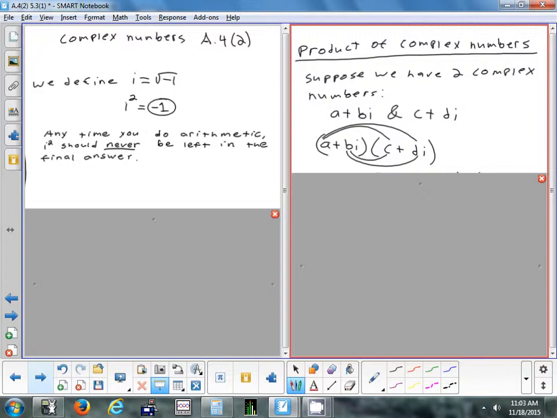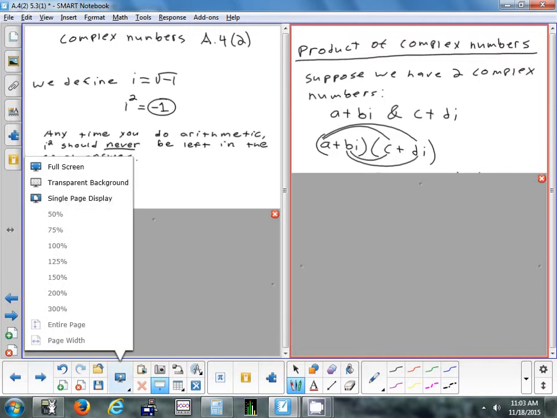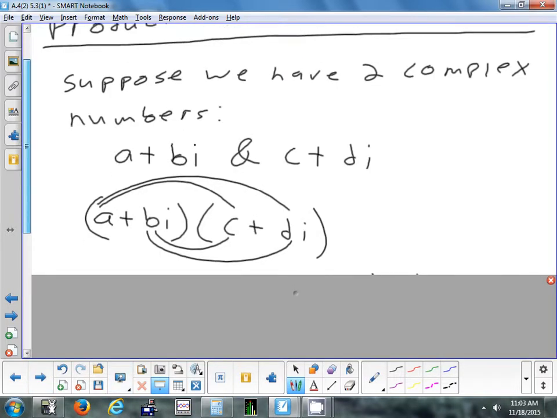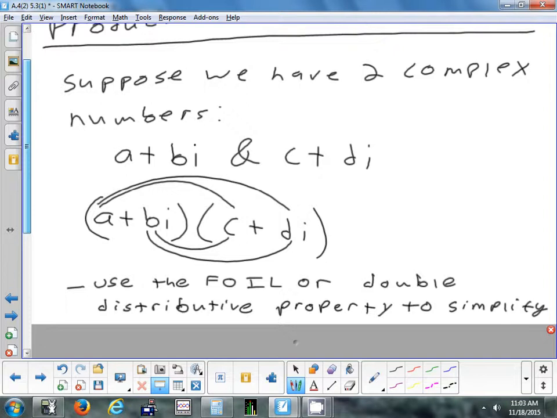Does that look like anything you've seen before? Some people call it FOIL. Some people say it's the distributive property twice. But that's how you do it. So we multiply a times c. Then we've got a times di, c times bi, and then the last part is bi times di. We have to pay careful attention to what happens there. We have an i times an i, which is going to give us an i squared. So remember what I said about that.